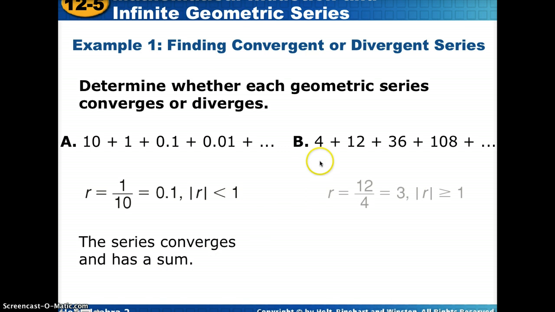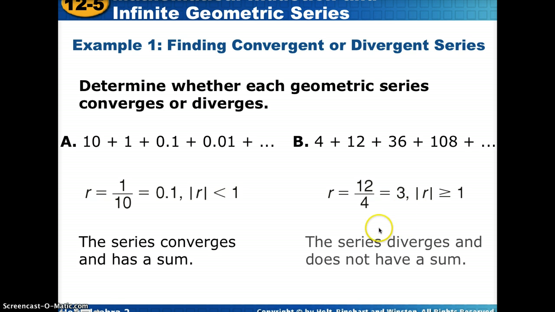Here, for B, R is 12 over 4, or 36 over 12, which is 3. R is larger than 1. That 3 is larger than 1, so this series is said to diverge. Diverge means to go off away from, whereas converge means to come to it.